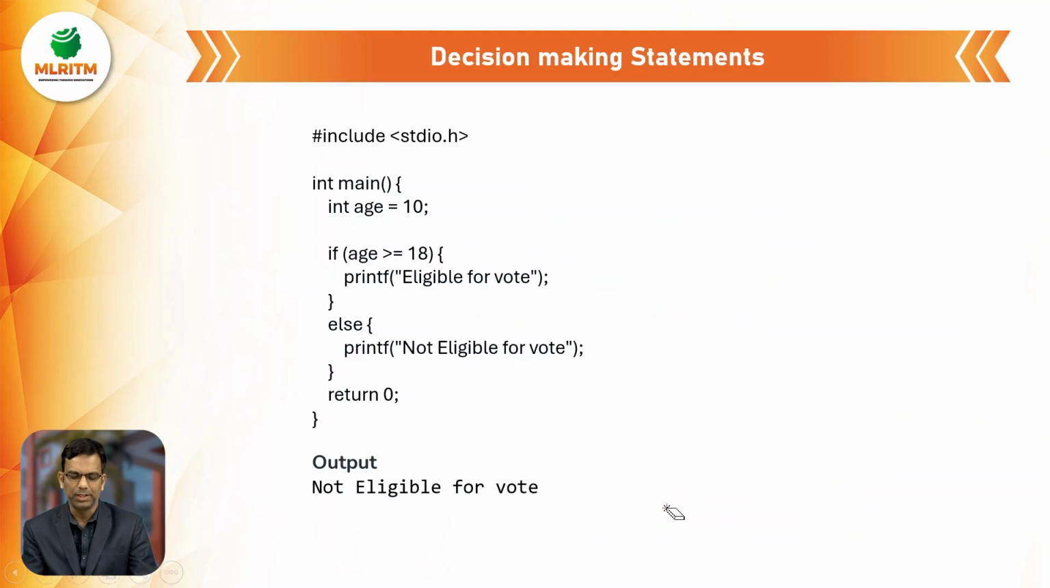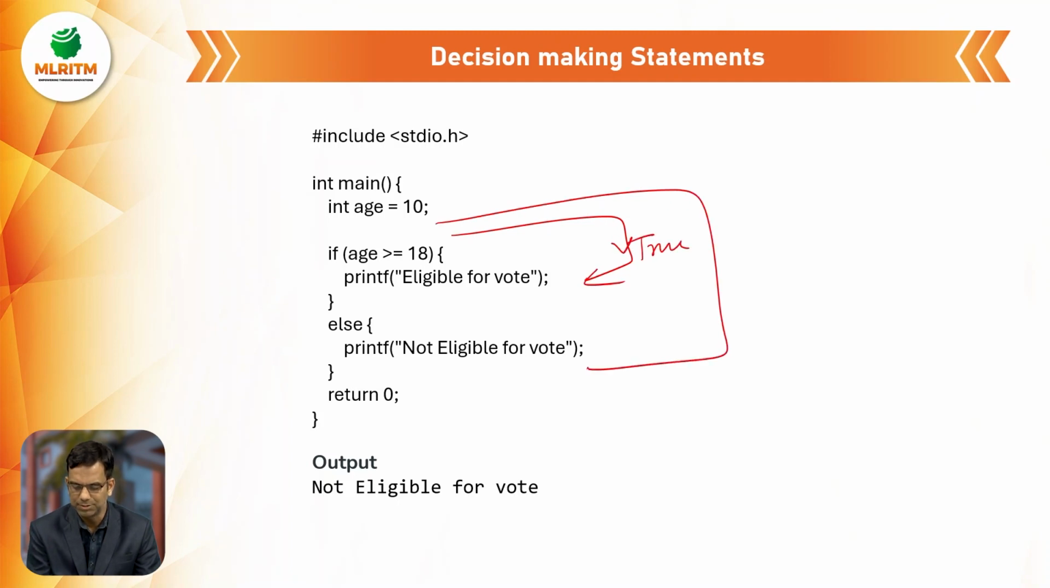Next slide. Here is the example. Integer main, integer age is equal to 10. If age is greater than or equal to 18, eligible to vote, else not eligible to vote. If you enter the age as 18 or above, then eligible to vote. If you enter any other number instead of 18 or above, then not eligible to vote. So this is the true statement, called the true block, and this is the false statement, called the false block. You can consider it like this: true block and false block.